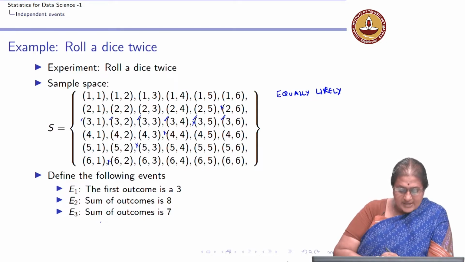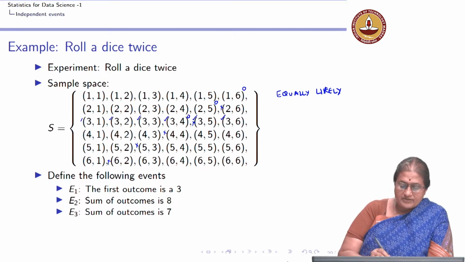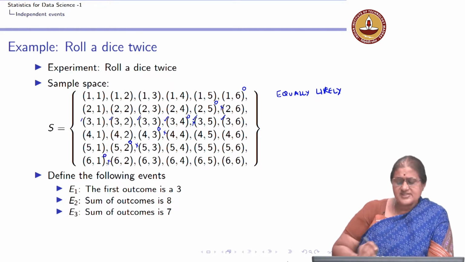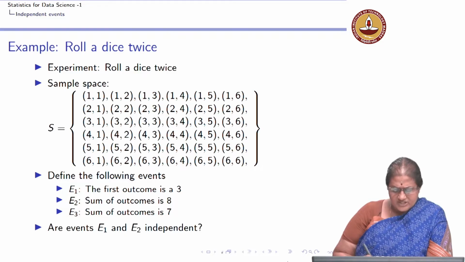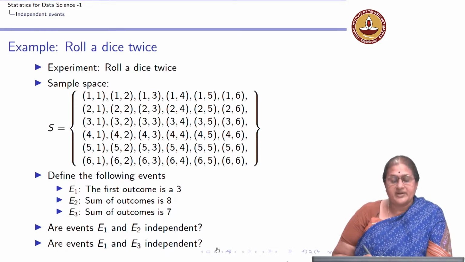Now, when I look at the sum of outcomes as 7, I put a circle here: 1 6, 2 5, 3 4, 4 3, 5 2 and 6 1. These are the outcomes in my event E3. But now, having defined these events, the question we are asking is, are E1 and E2 independent, and are E1 and E3 independent?